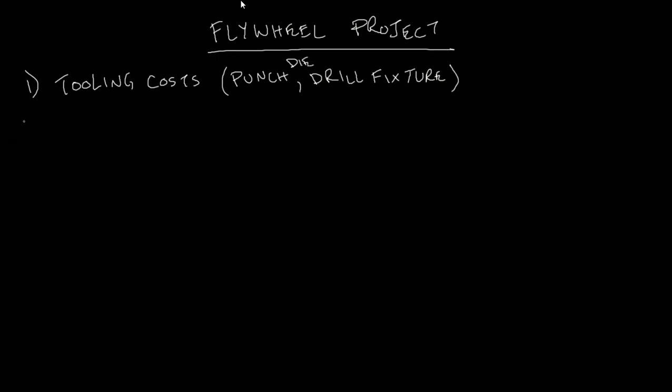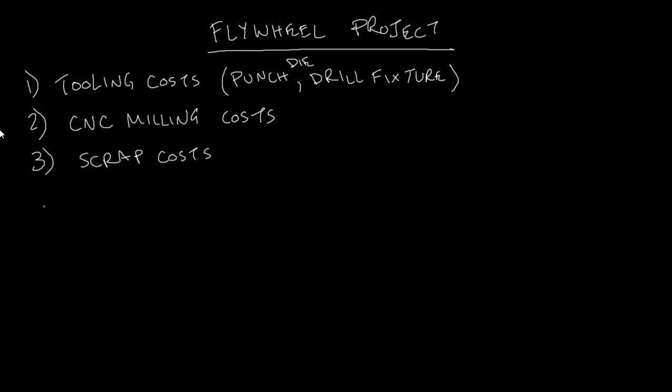And then some of the other questions are, how do I cost the CNC milling costs? And then the third one is, how do I account for the scrap costs? And for all of these, I'd really like to know your assumptions.